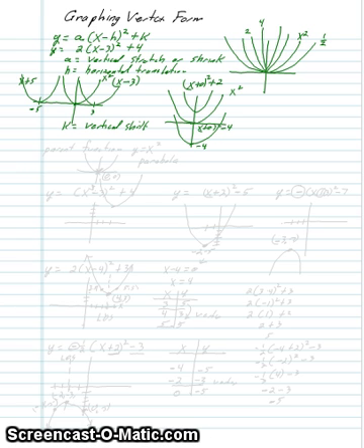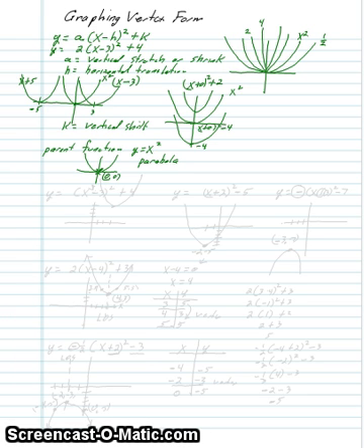So all the shifts are going to be in reference to the parent function. The parent function is y equals x squared. And the parent function looks like that, where the vertex, there's the vertex, is at 0, 0. And it opens up. And this is called a parabola. The parabola opens up.